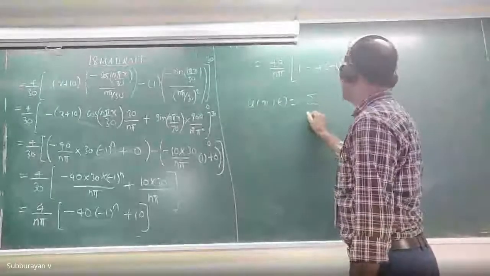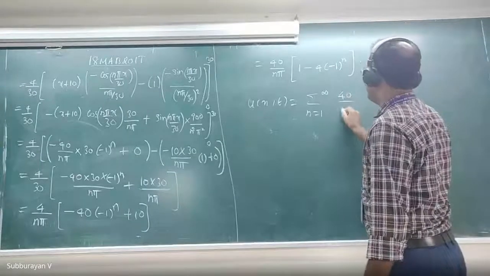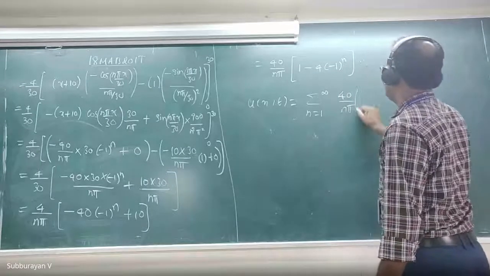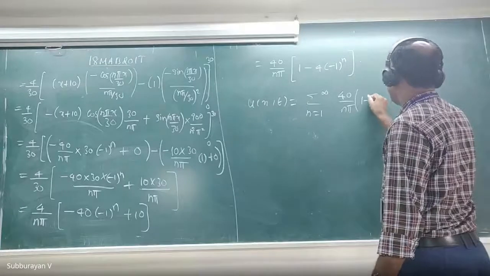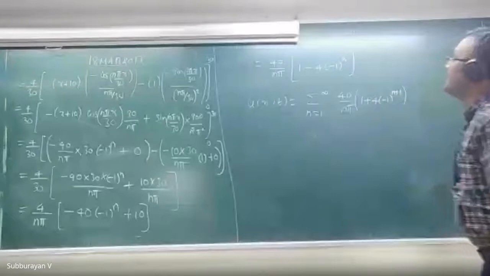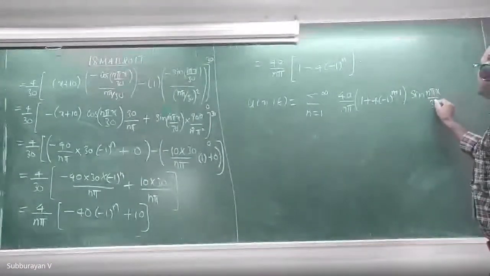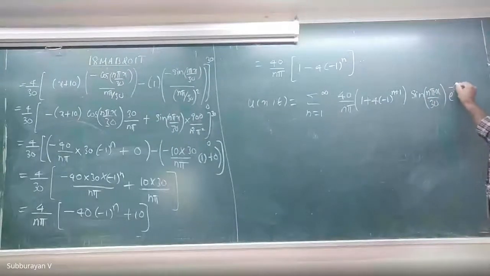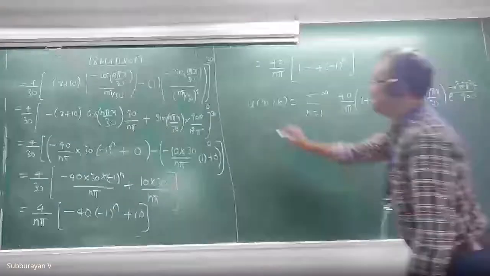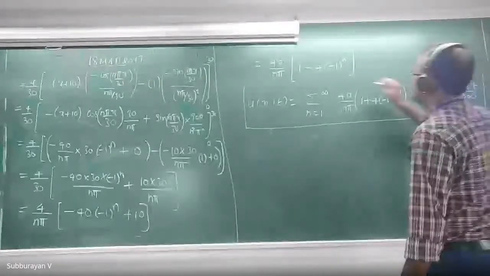Summation n equal to 1 to infinity, bn, which is 40 divided by n pi into 1 plus 4 times (minus 1) whole power n plus 1, into sin n pi x divided by 30 into e to the power minus alpha square n square pi square t divided by 900. See, this is the required series solution of the above physical problem.